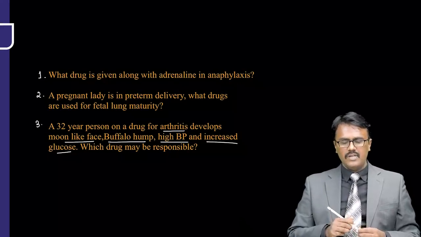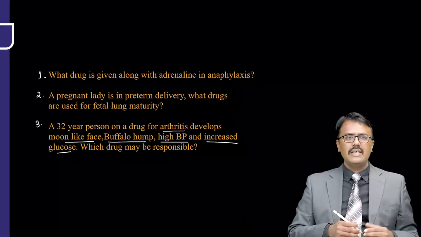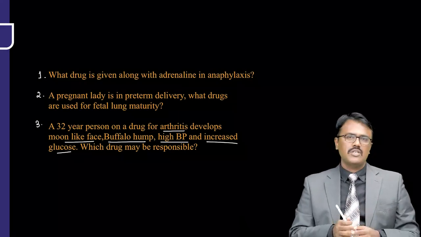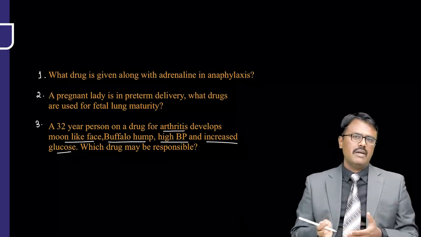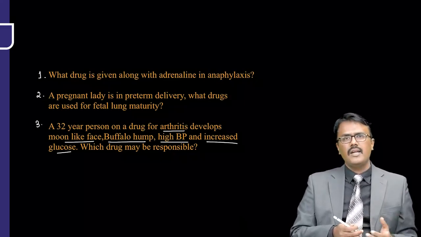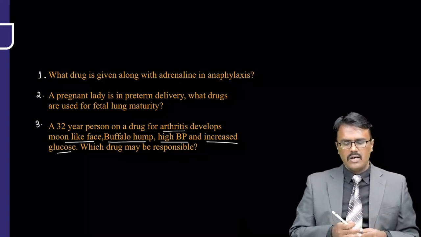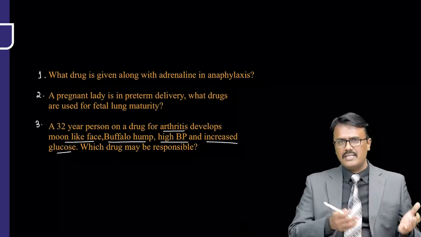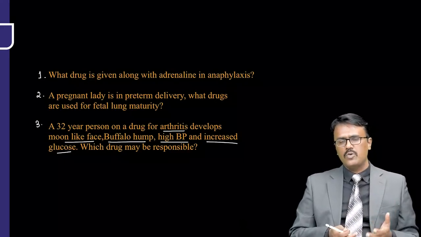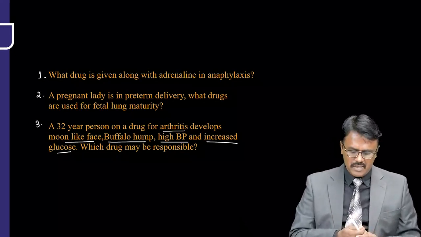What drug is given along with adrenaline in anaphylaxis? So along with adrenaline, we add steroids because steroids have permissive action on adrenaline. Not only in anaphylaxis, in other shocks also we use steroids because they have permissive action on adrenaline and angiotensin too. For pregnant ladies in preterm delivery, what drugs are used for fetal lung maturity? Dexa and betamethasone, beta 2 doses, dexa 4 doses. Why? They increase pulmonary surfactant.